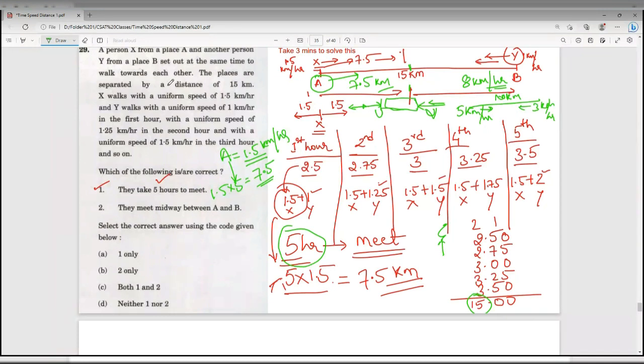And in the question, they are saying that X is moving at 1.5 kilometers per hour and Y's speed is actually increasing every hour. Yes sir. Okay sir, thank you. Got it.